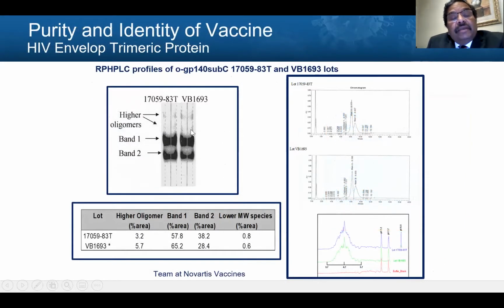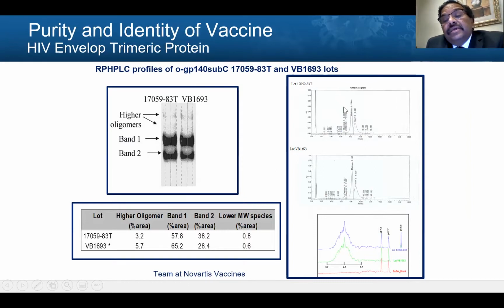This is the example that I'm showing you for HIV, the trimeric protein. This is the native SDS-PAGE, native gel, where we are showing this is the trimer, this is the monomer. The ratio is about 60-70% trimer and about 20-30% monomer. I think these trimers do dissociate during the purification and formulation process.